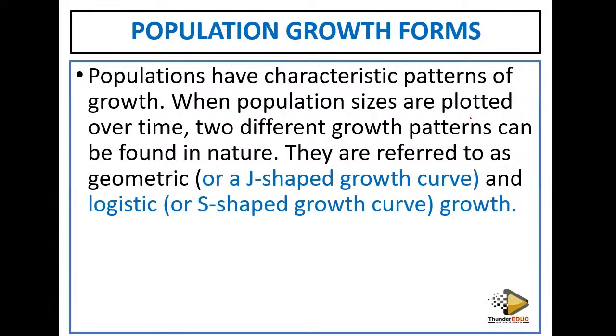So when the population size is plotted over time, two different growth patterns can be found in nature. They are referred to as the geometric, that is the J-shape growth curve, and the logistic, which we call the S-shape growth curve. If you look at the two, the S-shape is more reliable and more applicable than the J-shape, because for the J-shape you expect the population to increase exponentially without any stress, without any bending. But with an S-shape, you'll see that those things are happening and carrying capacity can be applied.